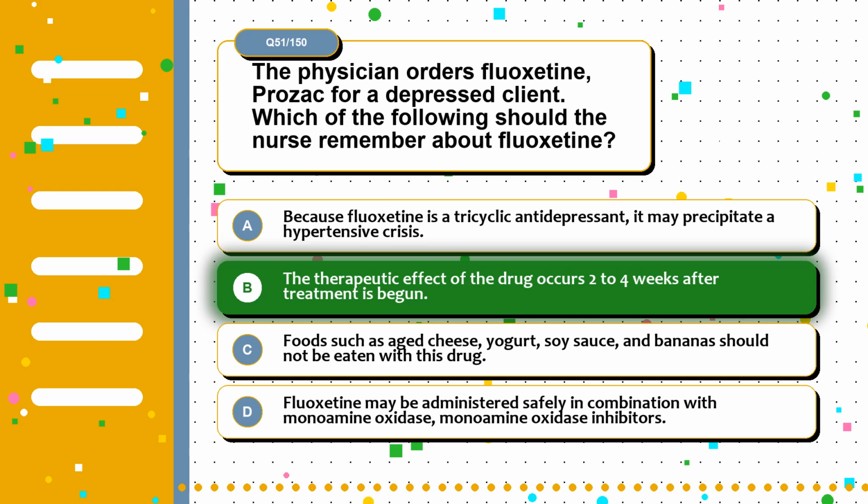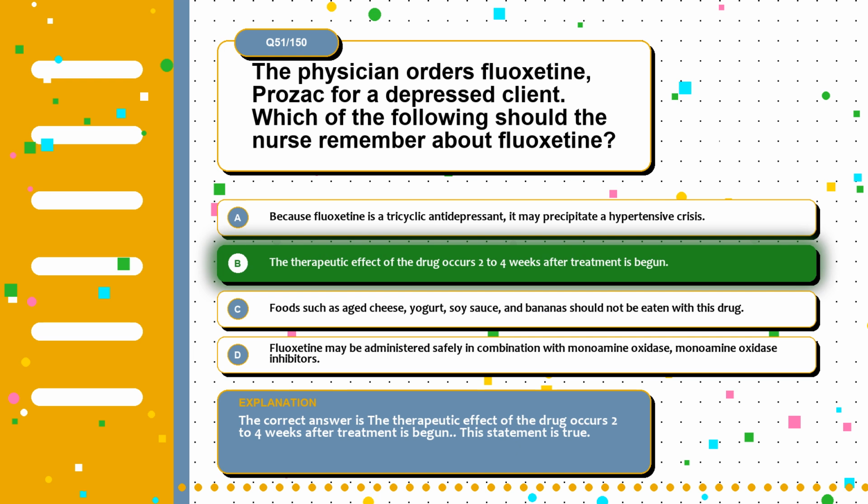The correct answer is option B. The therapeutic effect of the drug occurs 2 to 4 weeks after treatment is begun. This statement is true.